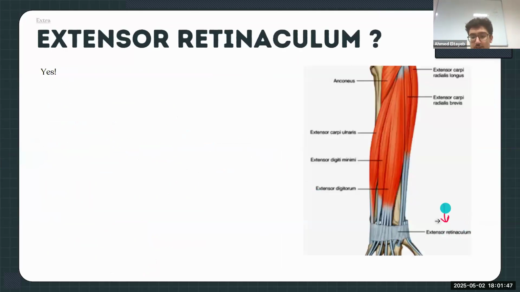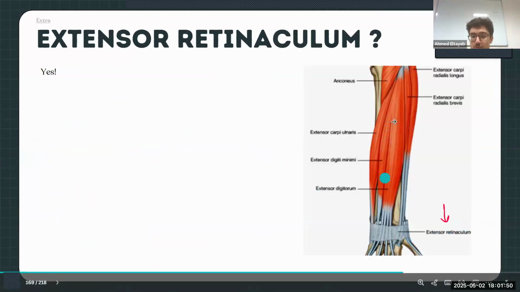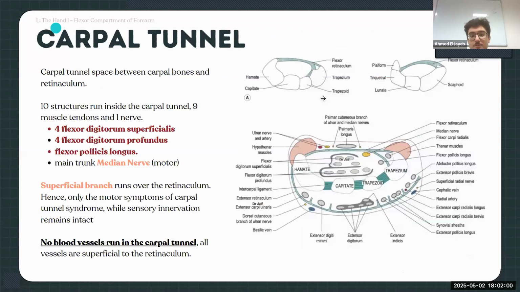And you can see it over here. It's called extensor retinaculum. It's the same story where the extensor tendons pass underneath it, but it's not significant, and it's just for your own knowledge. It's just extra.